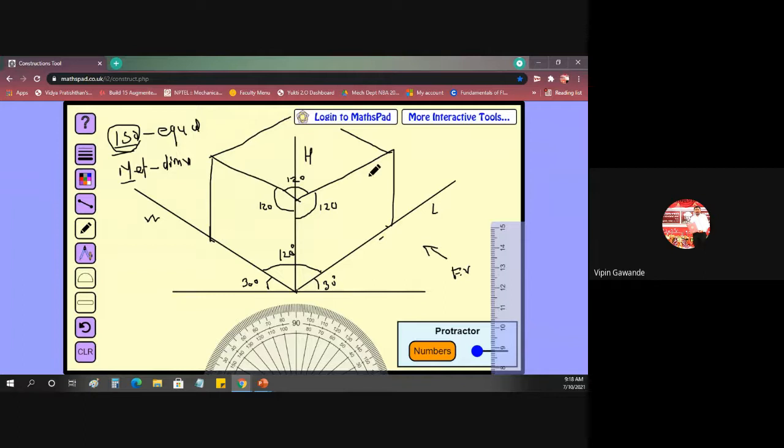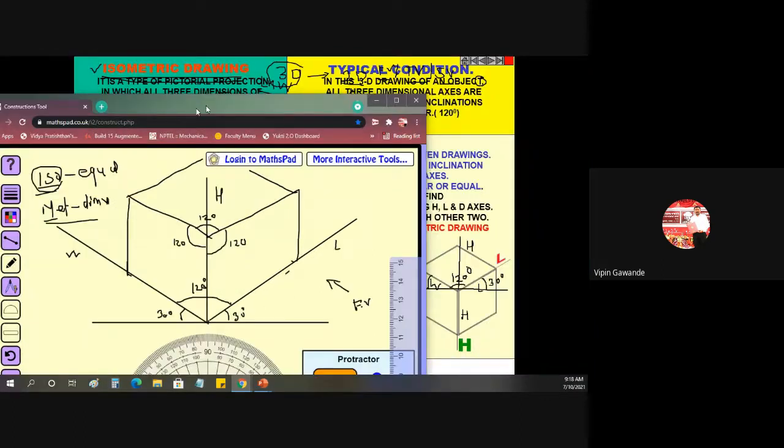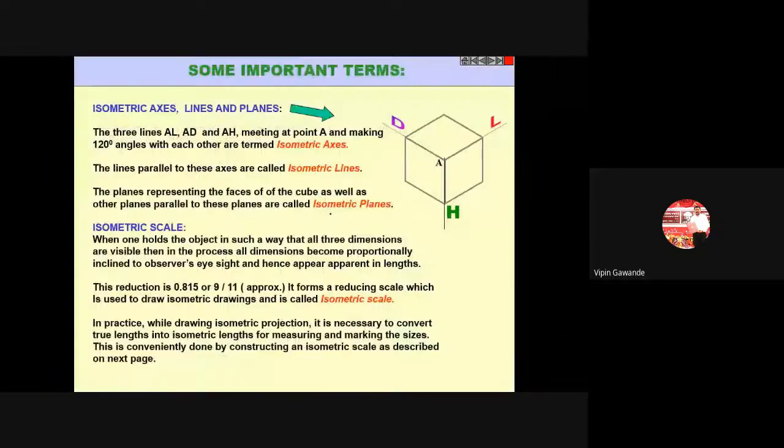So these are called the isometric axes: x, y, z, that is length, width, and height. The angle between these is the same, 120 degrees. So that's why this is called an isometric drawing. Now we will go to the next thing here.